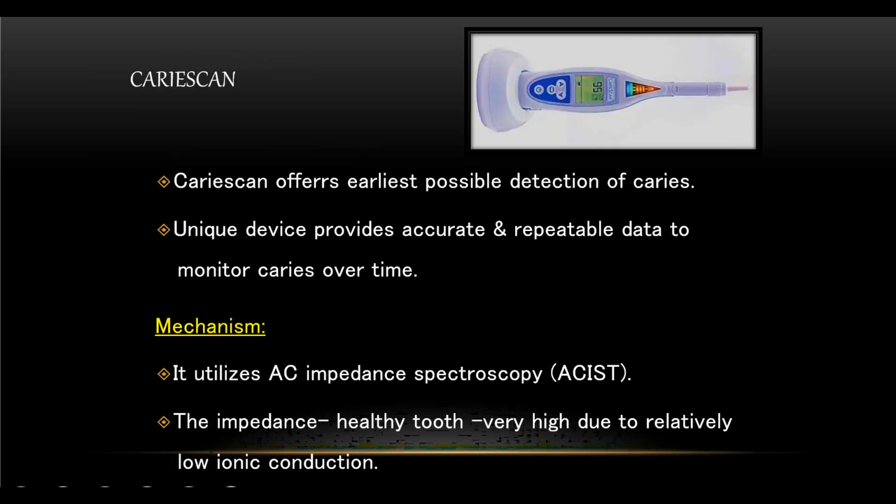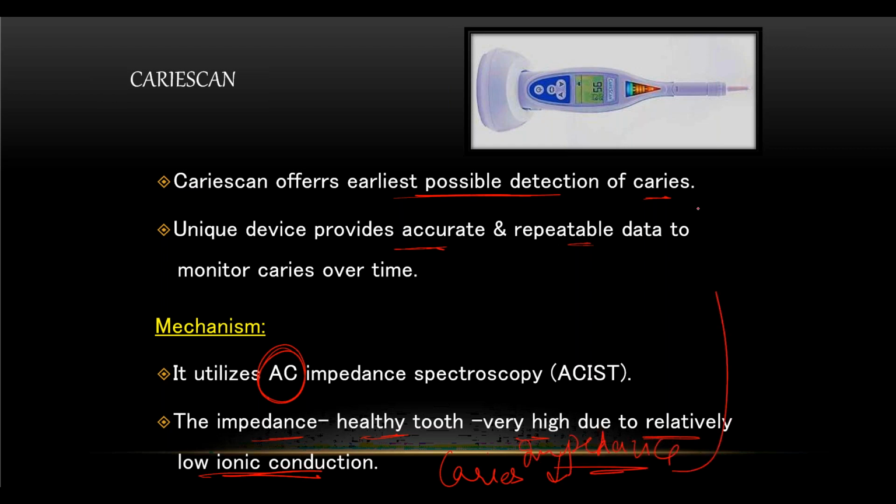Caries scan. This offers the earliest possible detection of the caries. It's a unique device which gives you an accurate result and repeatable results. It utilizes the alternate current. The impedance of the healthy tooth is high because of the relatively low ionic conduction, whereas for your carious part, impedance will decrease, and that is visualized by the caries scan.